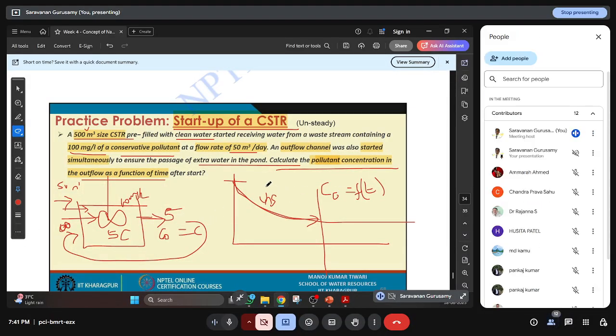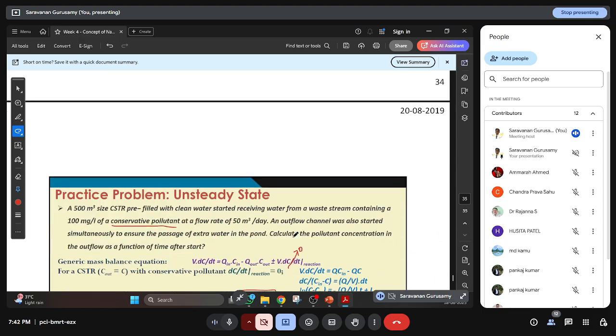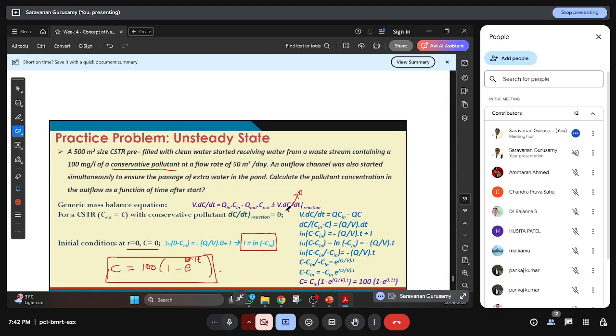So the question they asked is, initially the tank is filled with clean water. So that is the startup of a completely mixed reactor. It will not follow steady state. It will be an unsteady condition. So C out will not be equal to C, because in continuous steady state C out will be equal to C. But here C out will not be equal to C. So this is the basic formula I am taking.